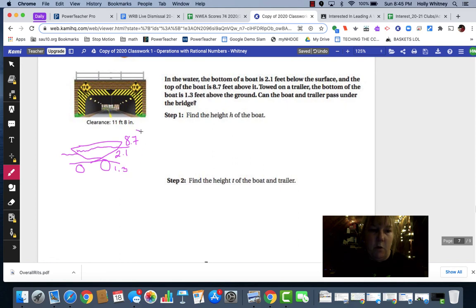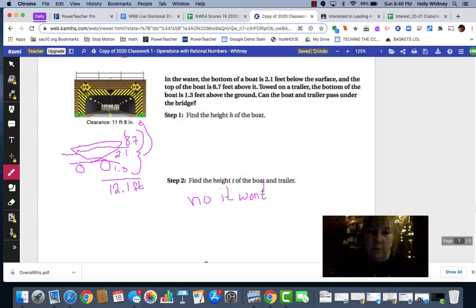So I have to know whether all of this is less than the 11 feet and 8 inches. I'm going to add up all of those, and 3/10 plus 7/10 is 1, plus another is 11. So carry the 1, 8, 9, 10, 11, 12. So this is 12 1/10 feet. Will that fit under that bridge? And no, it won't.